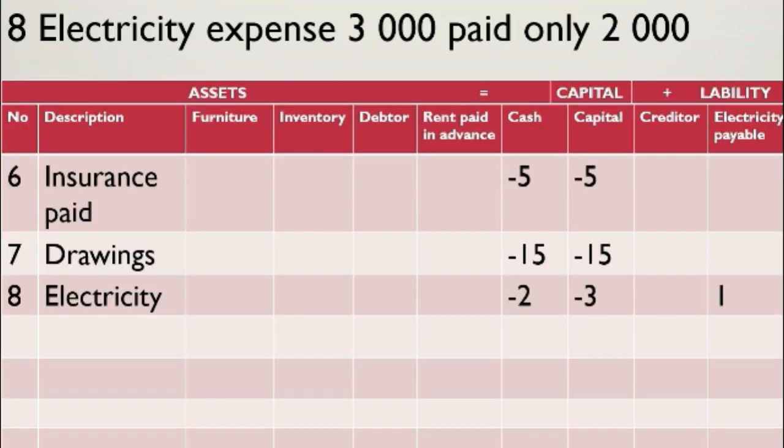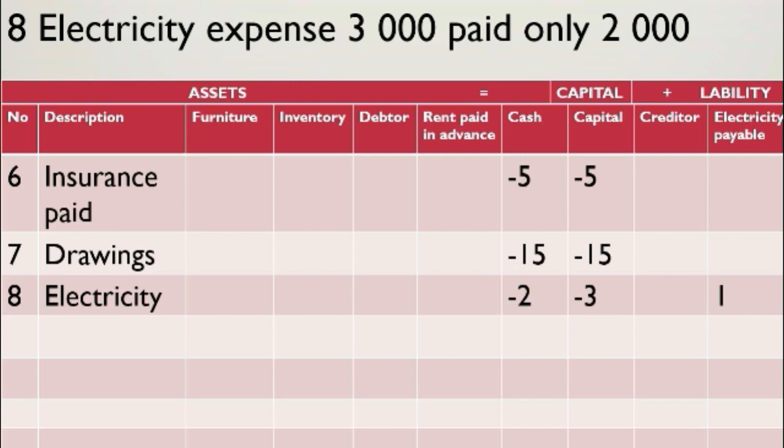So now let's move to the 8th transaction. Electricity expense 3,000, paid only 2,000. So the expense is 3,000, we are paying only 2,000, which means we have to pay 1,000 later. Always think from a cash perspective. Here we are paying only 2,000. So 2,000 worth cash is going out of the business. When cash goes out of the business, we have to deduct it from cash. So we can deduct it from the cash column.